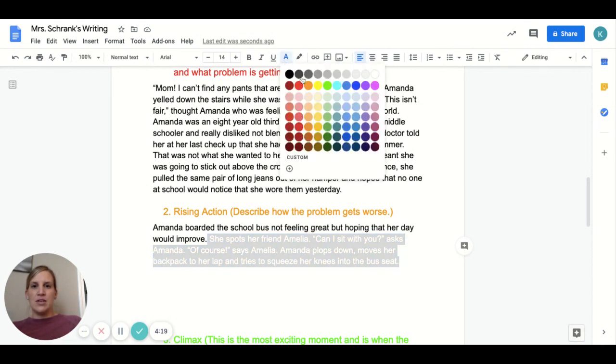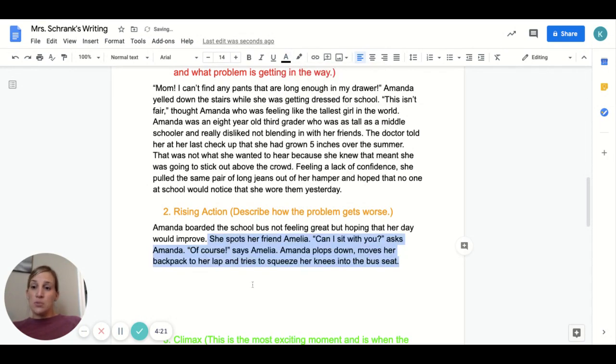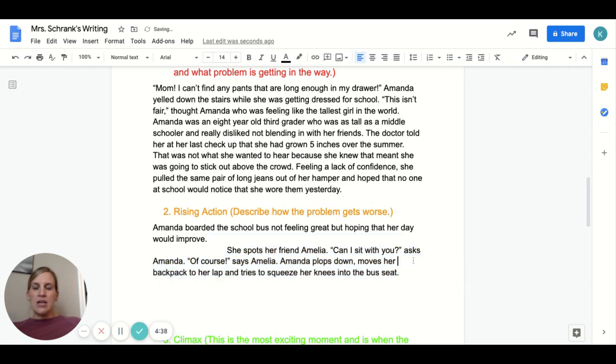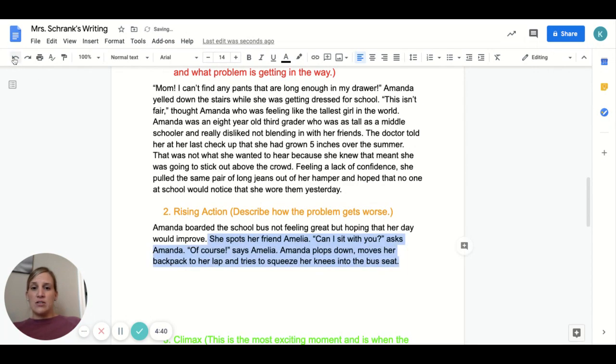So here you can see I've set the scene on who she's with. She's now got a friend she's going to sit with. That allowed me to put some dialogue in there, some interaction between her and her friend. And then the action of her plopping down, moving her backpack to her lap, and trying to squeeze her knees into the bus seat. So I'm accentuating that problem. I'm bringing it up again, that her height is making it hard for her to fit on the school bus.